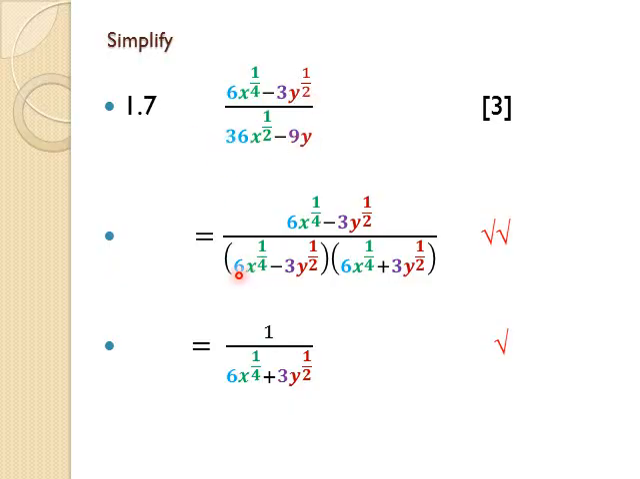So there, 36 becomes 6 times 6. For x to the half, it must be a quarter, so x to the quarter times x to the quarter. For the negative, it becomes negative and positive. Remember, it's a perfect square, so 9 becomes 3 and 3. And y becomes y to the half times y to the half to get y to the 1. Those two are the same, so they cancel. And I'm left now with the 1 on top, and 6x to the quarter plus 3y to the half. So 2 marks for correctly factorizing with the correct fractions, and 1 mark for the final answer.